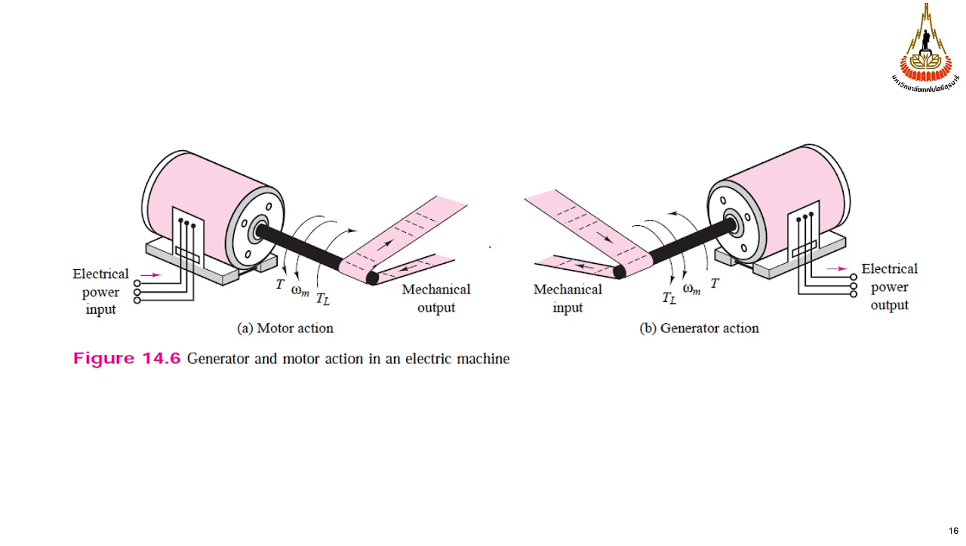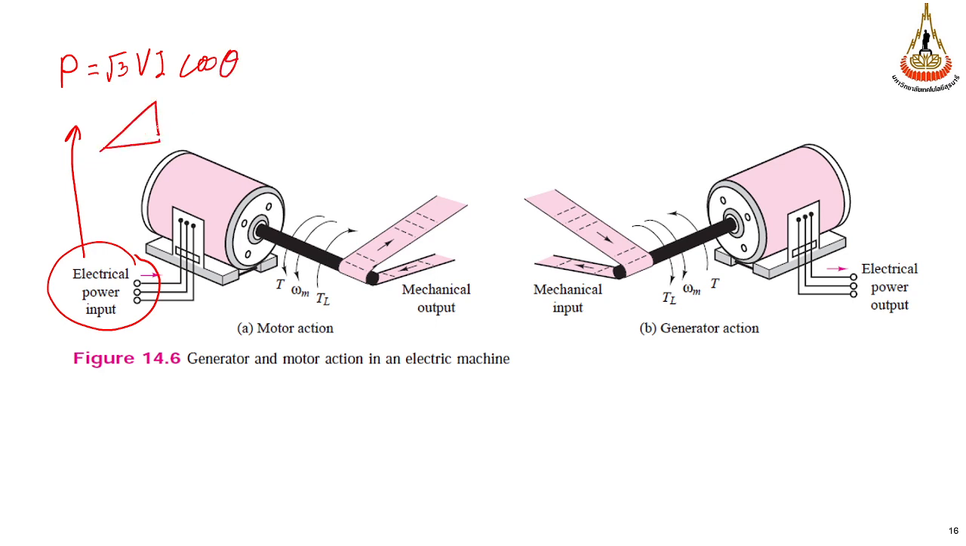So we are interested in efficiency. How do we calculate the electrical power input? The power P is square root of 3 times V times I times cos theta. You remember this: this is P, this is Q, this is S. S is root 3 VI in a three-phase system, and P is S multiplied by cos theta, where cos theta is the power factor.